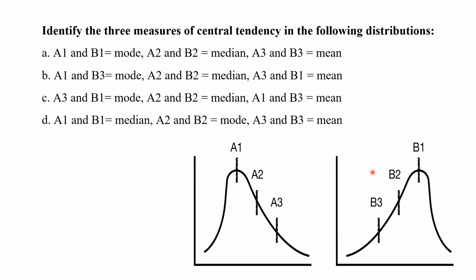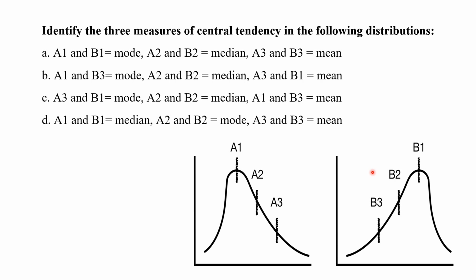Now, mean refers to the average of all values in the data set. When the data values are arranged from low to high, median refers to the middle value, while mode is the value that appears most in the data set.